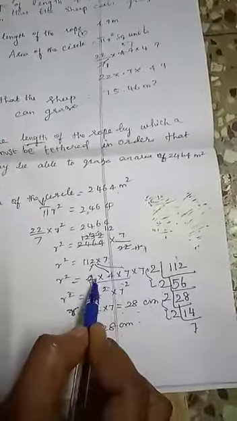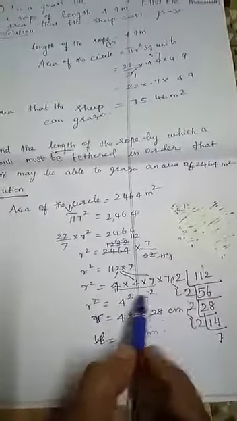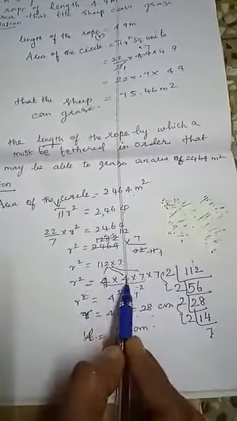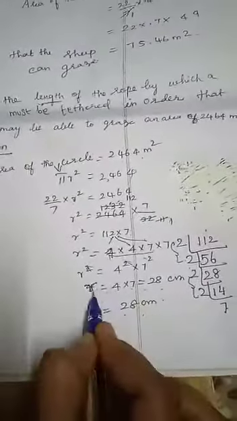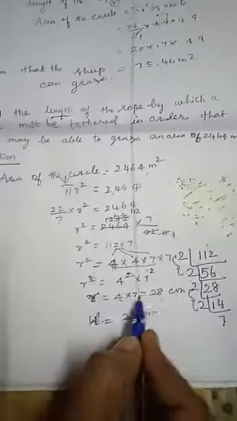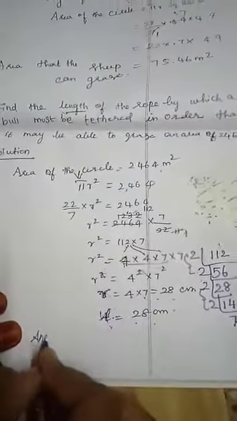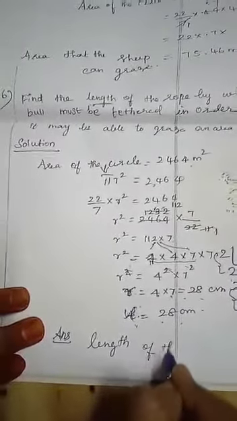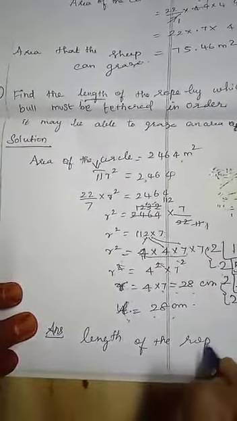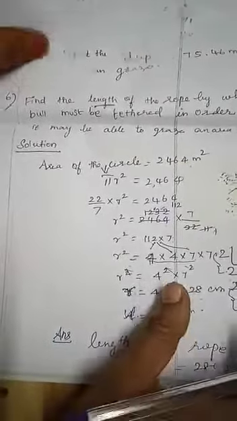Already 7 is there. So how many 2s? 4 square multiply 7 square. 2 4 is there, so 4 square multiply 7 square. Cancel all the 2s. So r is equal to 4 multiply 7, 28. That is the length of the rope. Answer: the length of the rope is 28 centimeter.